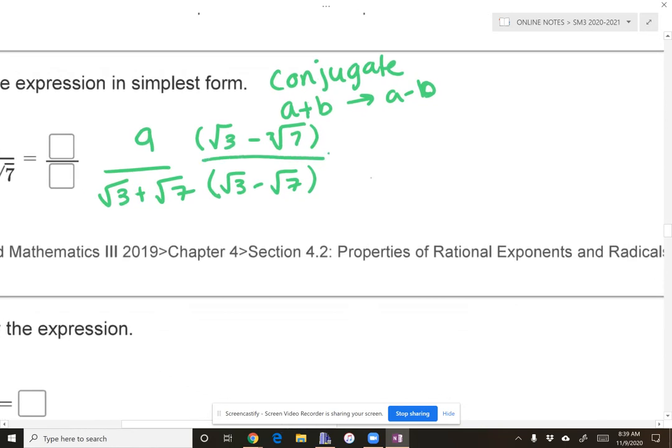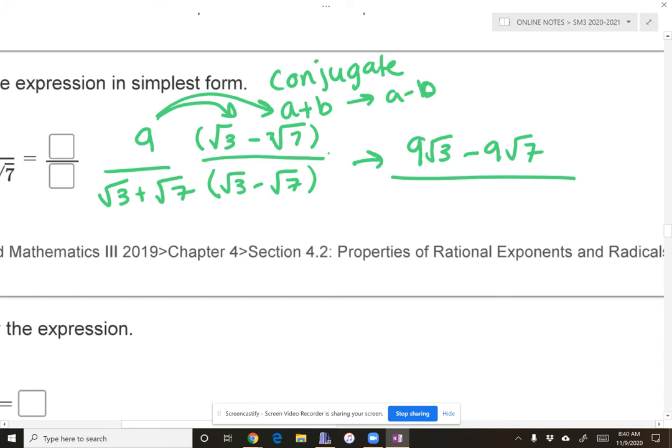So if I multiply the top, I'm going to distribute. And remember, outside stay on the outside. So that's just 9 square roots of 3, and that's going to be minus 9 square roots of 7. But on the bottom, it's going to be awesome.